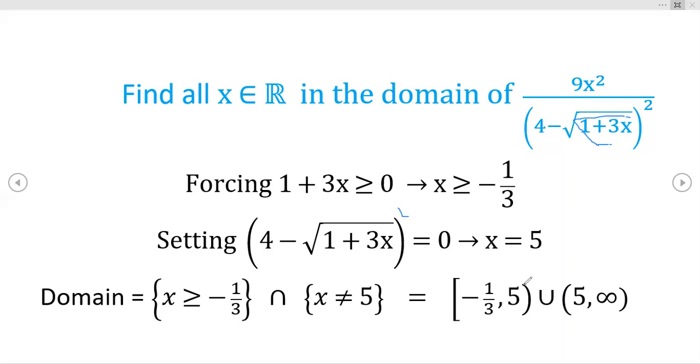Y'all, the parentheses mean to exclude, okay? The parentheses mean to exclude. The brackets here, the square brackets, mean to include. So this is the answer to the question. That is the domain of the function, folks.